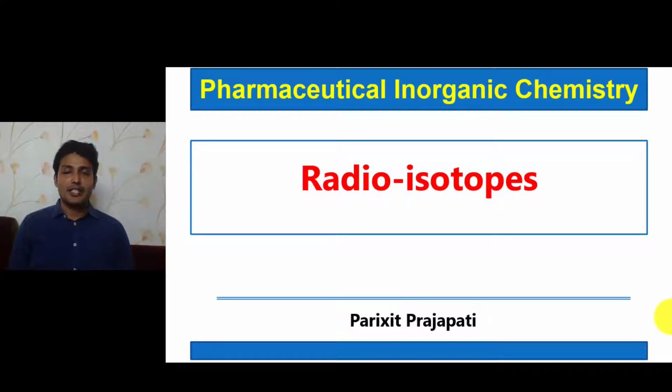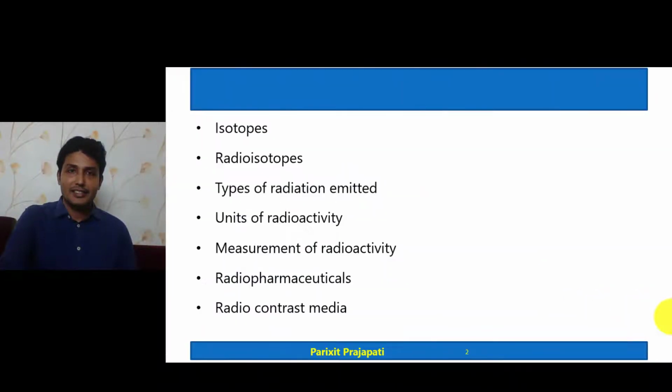Here, the topic of discussion is radioisotopes. So let us begin. What we are going to discuss here is isotopes, radioisotopes, types of radiation emitted, units of radioactivity, measurement of radioactivity, radiopharmaceuticals and radio contrast media. So all these topics we are going to discuss in this session.